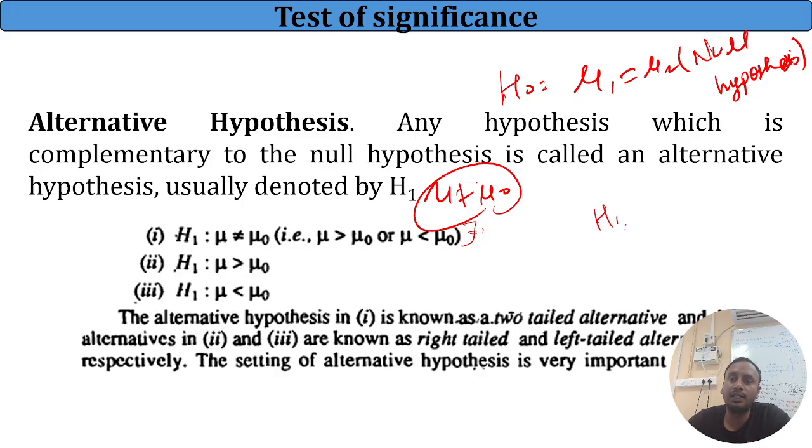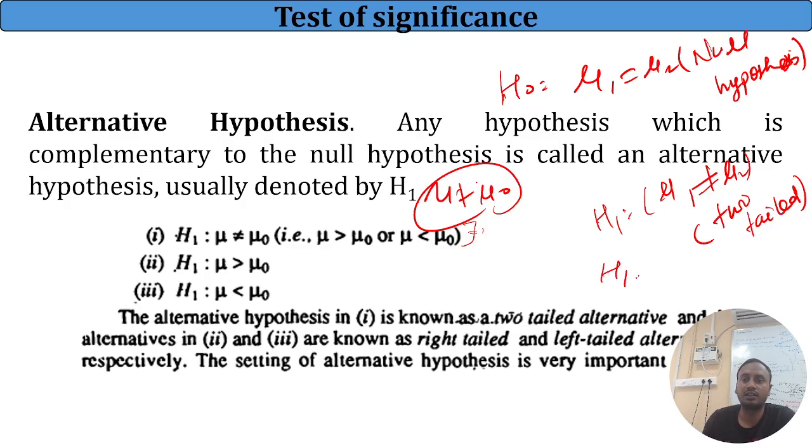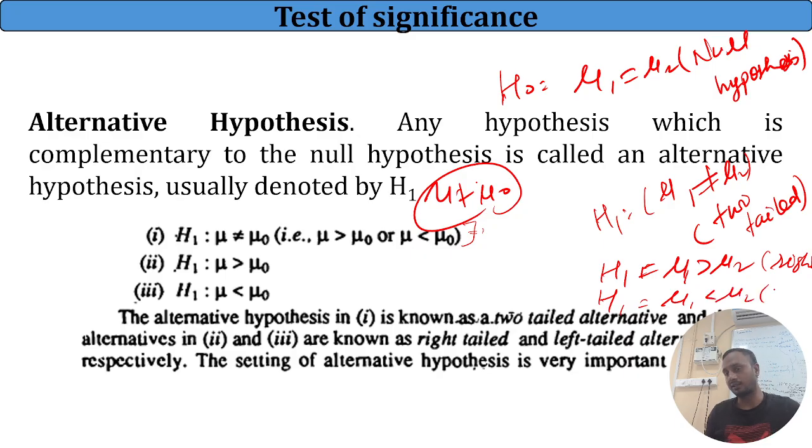Then the alternative will be three cases. First one will be mu1 is not equal to mu2. It will be called two tail test. Then H1 is mu1 greater than mu2, which we call the right tail test. H1 is mu1 less than mu2, which we call the left tail test.